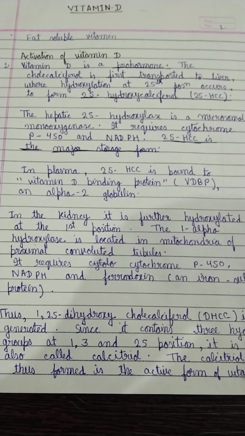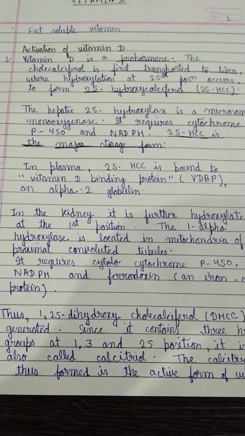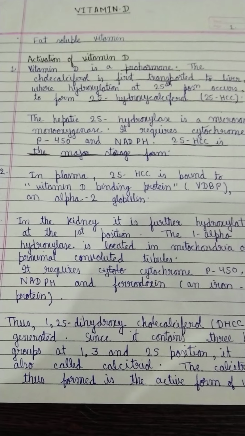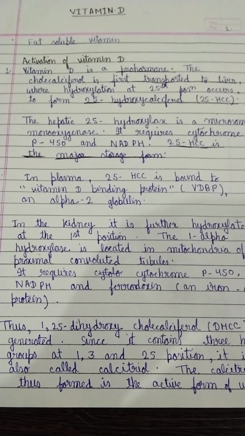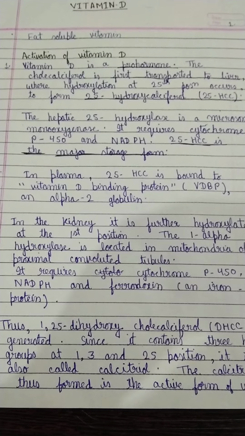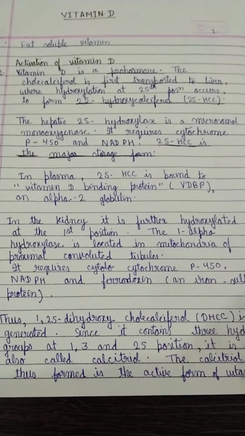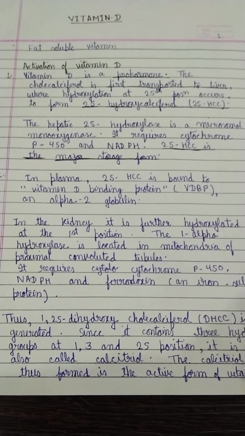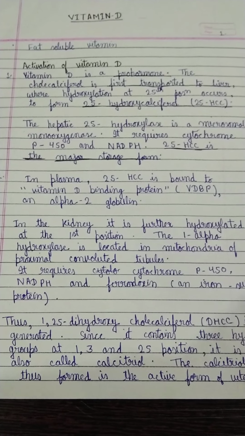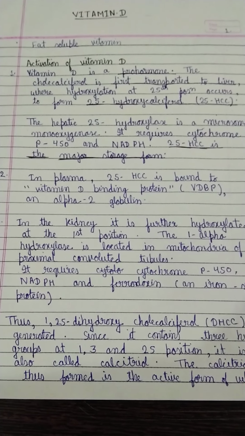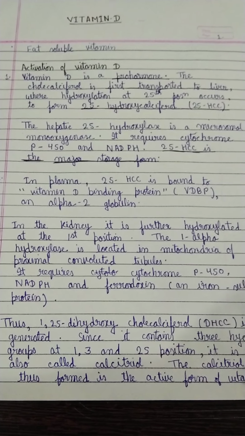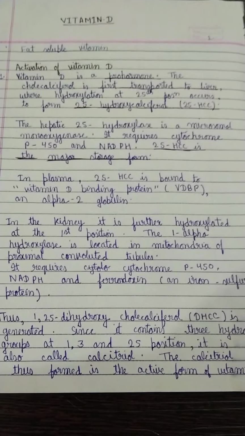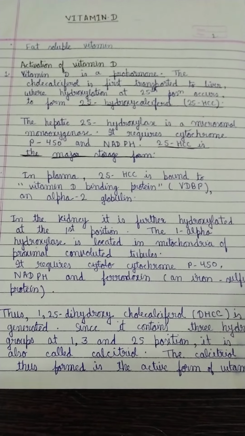25-hydroxycalciferol is the major storage form. In plasma, 25-HCC is bound to vitamin D binding protein, VDBP, and alpha-2-globulin. In the kidney, it is further hydroxylated at the first position. The 1-alpha hydroxylase is located in mitochondria of proximal convoluted tubules. It requires cytochrome P450, NADPH, and ferredoxine. Ferredoxine is an iron sulfur protein.